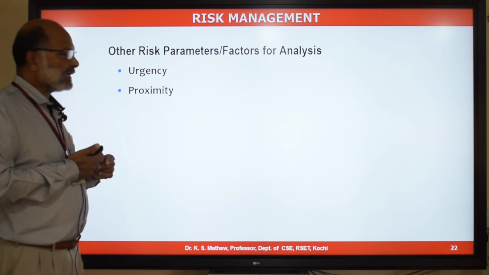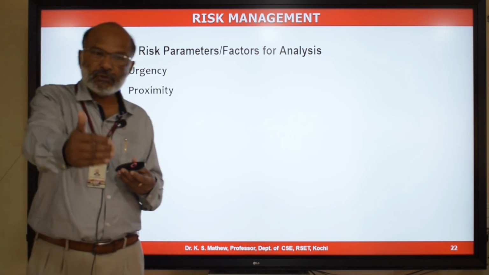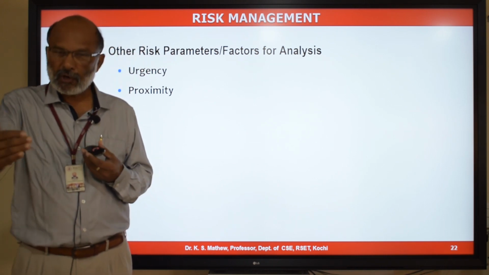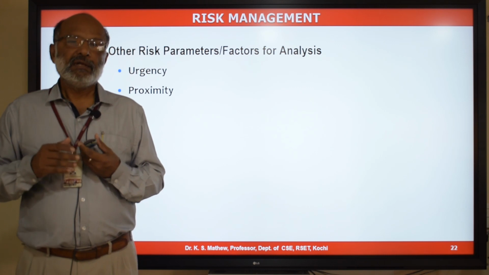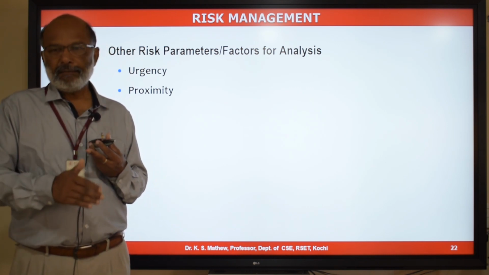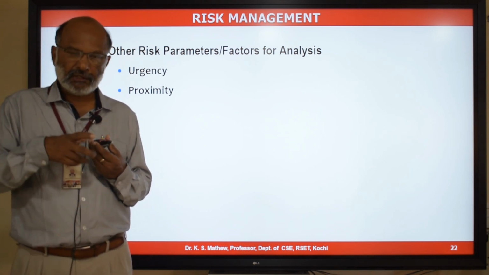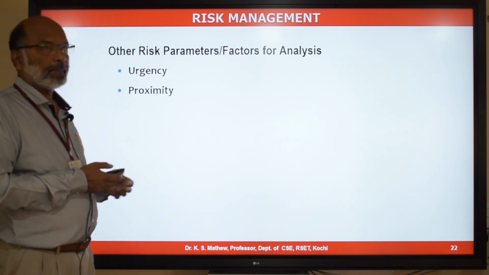Then the second factor is called proximity. How soon the risk is going to occur in the project, how near the risk is from the current time. If the time between the current time and the occurrence of the risk is very short, proximity is high.